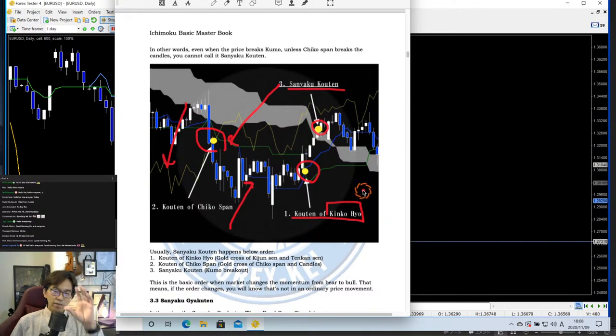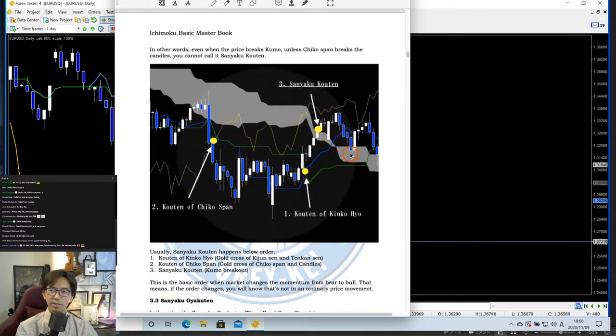So the order is very important. Once again, you must find the Kouten of Kinkou Hyo first. Tenkan Sen, Kijun Sen, Gold Cross should happen first. And then Chikou Span breakout should happen next. And then in the end, you find the Kumo breakout, and you can expect the market to continue to go up this way. Is it clear so far?